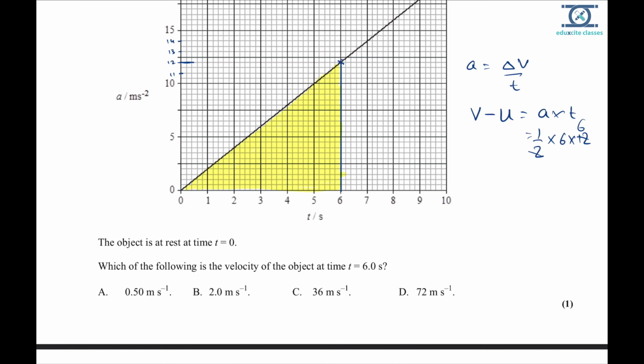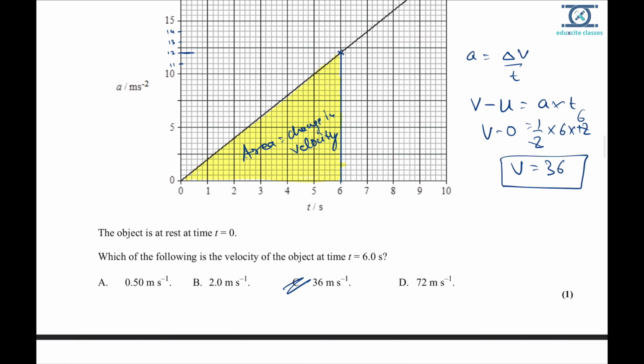So u is 0, so v minus 0 is v only. 6 into 6 is 36. So this is 36 meter per second. Okay, always remember this area is the change in velocity, not the velocity, change in velocity.